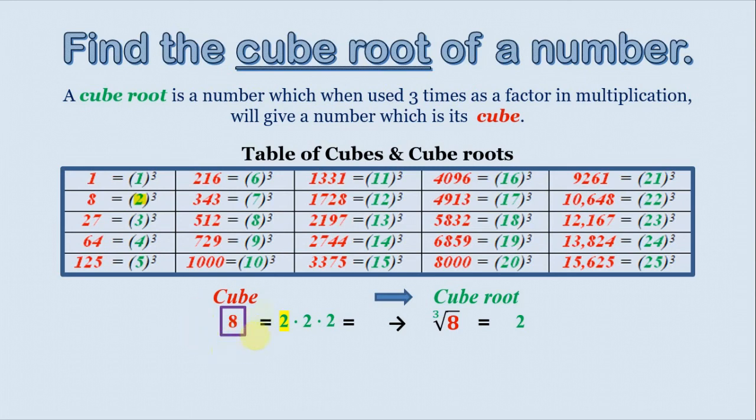The cube 8 can also be expressed as its cube root 2 raised to the 3rd power, as in 2 to the 3rd in this example. Next, given a cube which is the number 27, what is the cube root of 27? Our table shows that the cube root of 27 is the number 3.